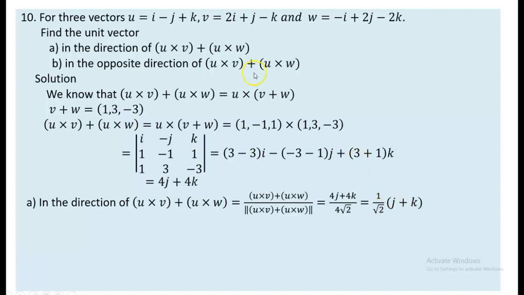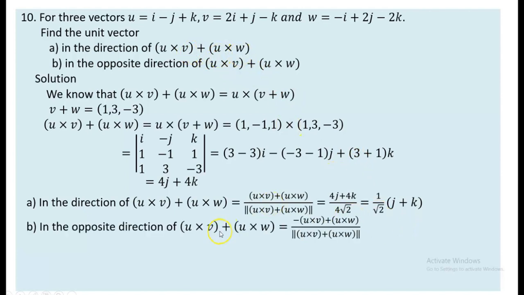So you are asked to find the unit vector in the direction of u cross v and u cross w. In the second case, you are asked to find it in the opposite direction of this one. So what we need to do is, the opposite vector to a given vector is the negative of the given vector. So you simply multiply the obtained vector by negative 1, and we will get the opposite vector. So the opposite vector is going to be negative 1 over radical 2 times (j plus k). So these two unit vectors can be obtained in this case.